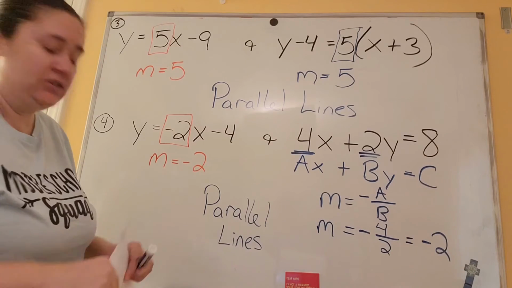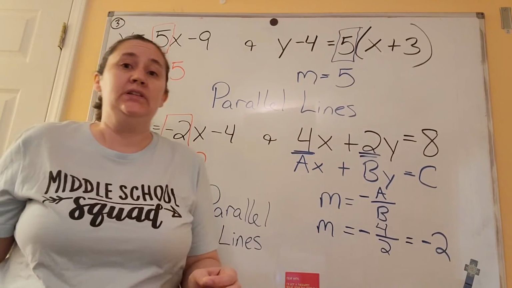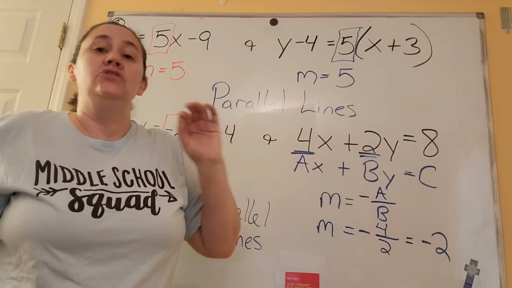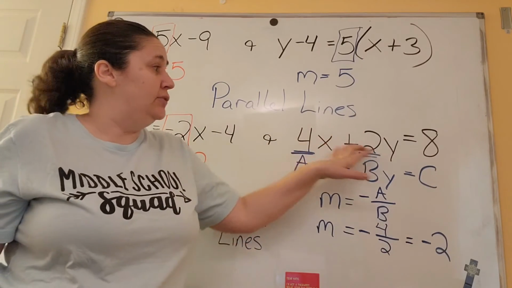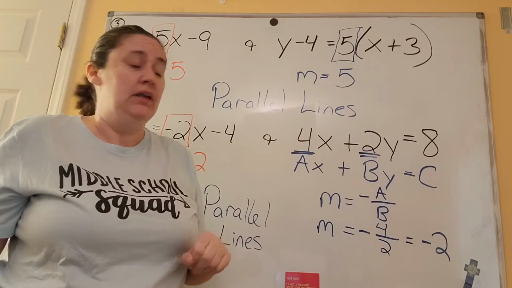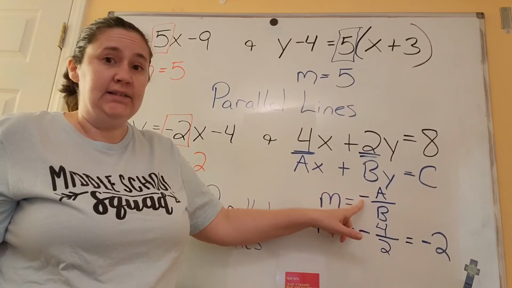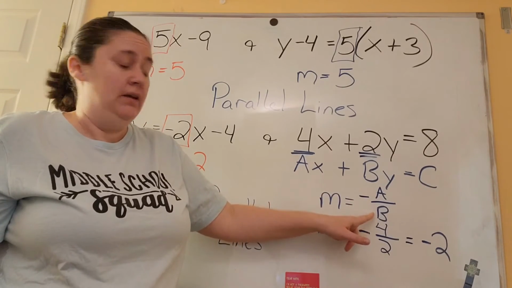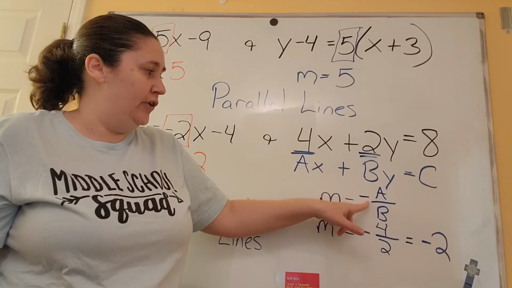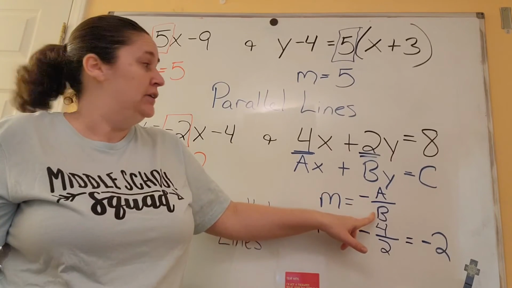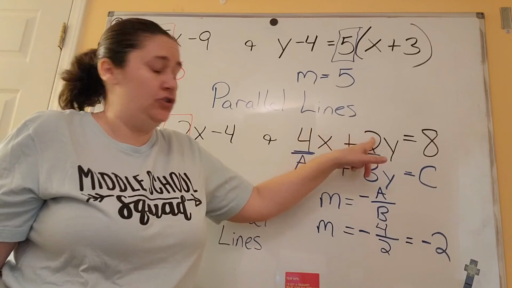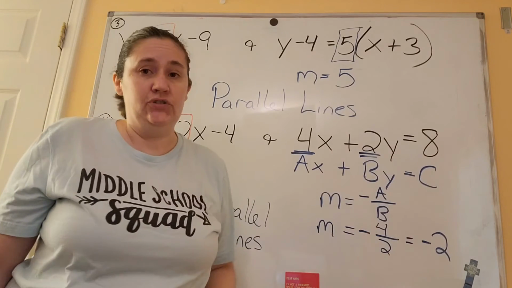Let me go over this last one more time, because in our workbook today you're going to see some examples that are written in standard form. You just need to remember, in standard form, the slope is not what sits in front of x. The slope is negative a over b. That means negative the number in front of x over the number in front of y. So for this example, the slope was negative 4 over 2, which was -2.